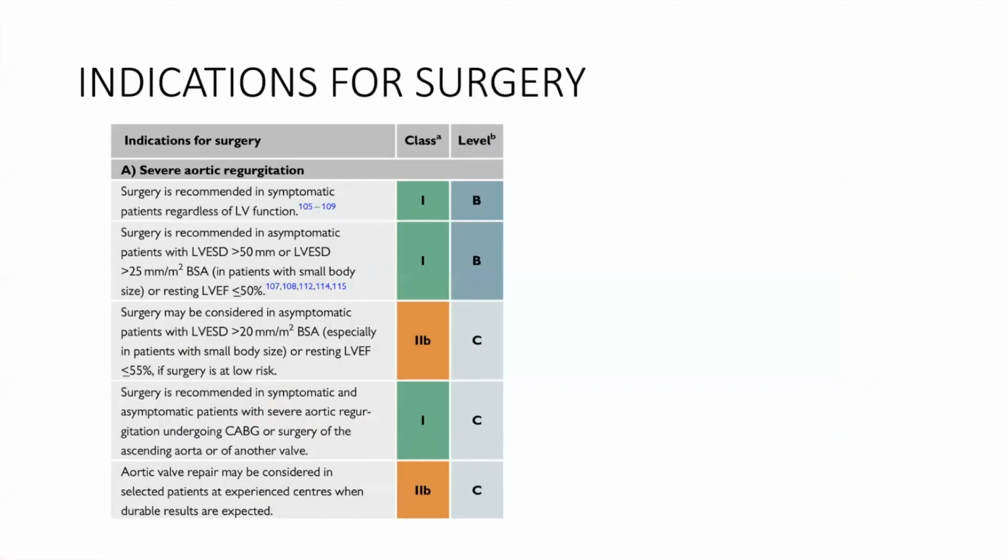And so in terms of indications, the guidelines are very clear that symptomatic aortic regurgitation is an indication for surgery. If you're asymptomatic, then what we look at is other markers which relate to the size of the left ventricle. Over time, the left ventricle starts to adapt by enlarging. So the left ventricular end systolic diameter more than 50 millimeters, or if the ventricle starts to struggle and the ejection fraction goes down below 50%.